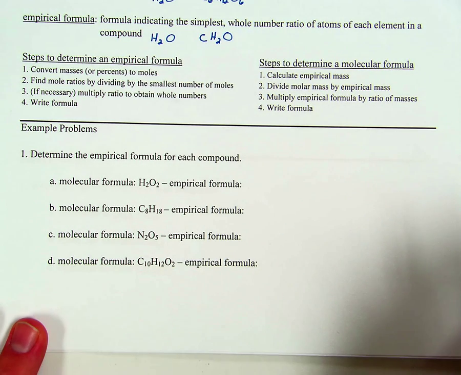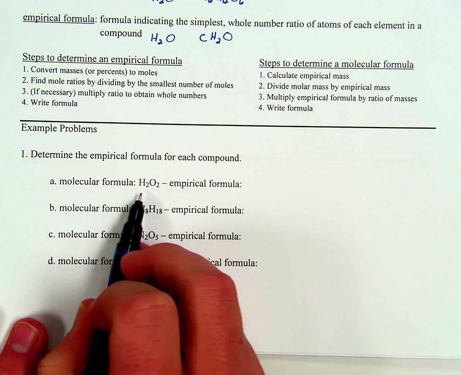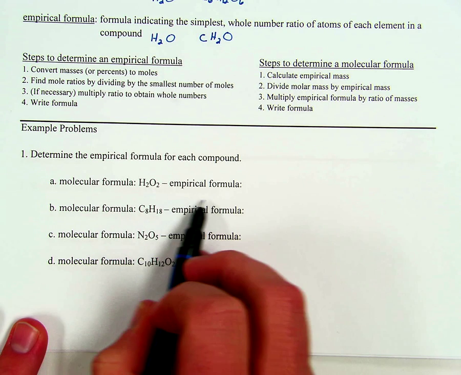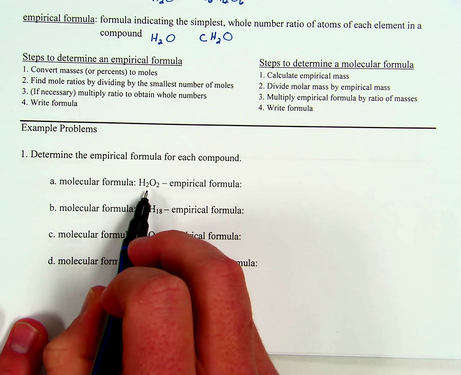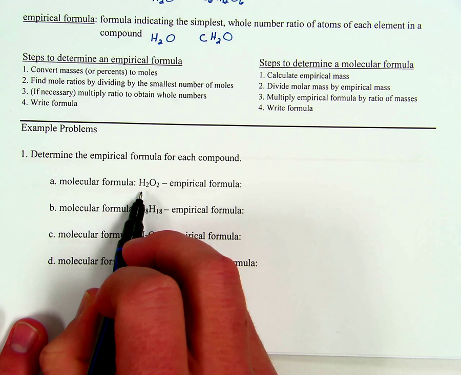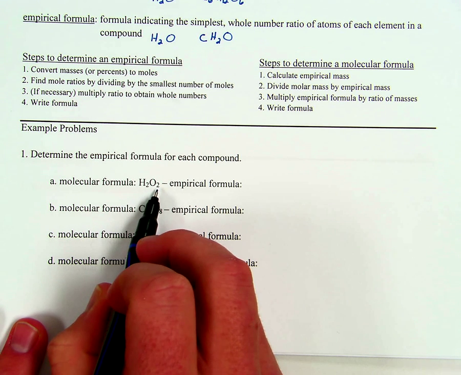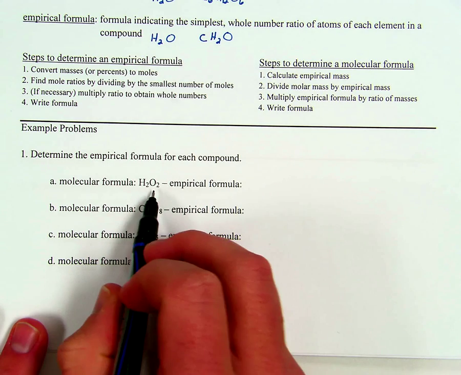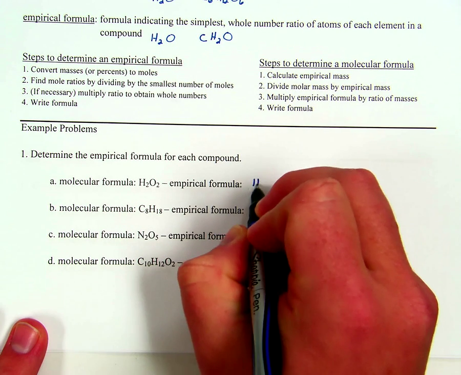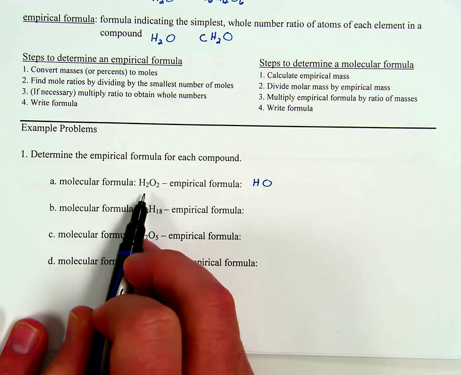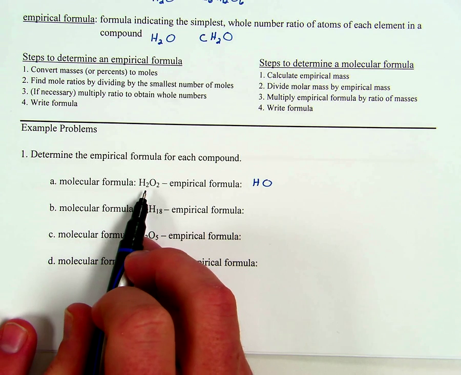So here in the examples, we're given the molecular formula H2O2, and we're asked to find the empirical formula. Well, ask yourself, what whole number can I divide both of these subscripts by and still have whole numbers? The answer there would be 2. I can divide 2 by 2, and that would give me 1. So the empirical formula for H2O2, which is hydrogen peroxide, by the way, is HO.